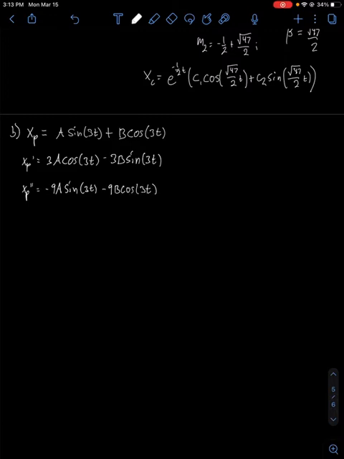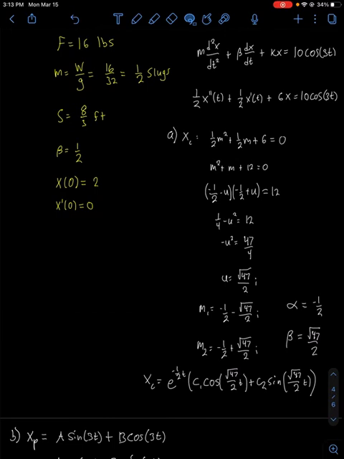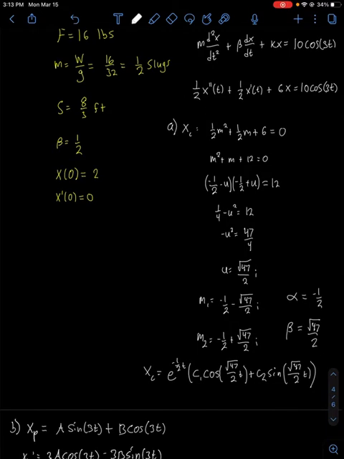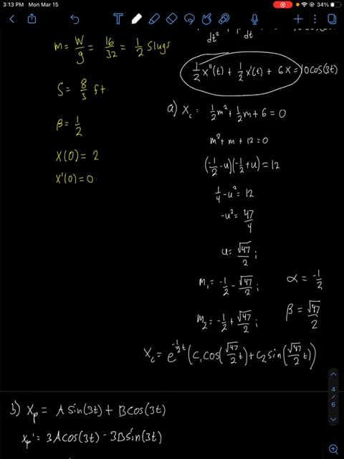And now we plug these back into the initial differential equation. So it's going to be x double prime of p. Oh, and I'm using this equation, by the way. Actually, not this one, because we plug every term in after that. So I'm going to multiply through by 2 in this equation. So it's going to be x double prime of t plus x prime of t plus 12x equals 20 cosine of 3t.